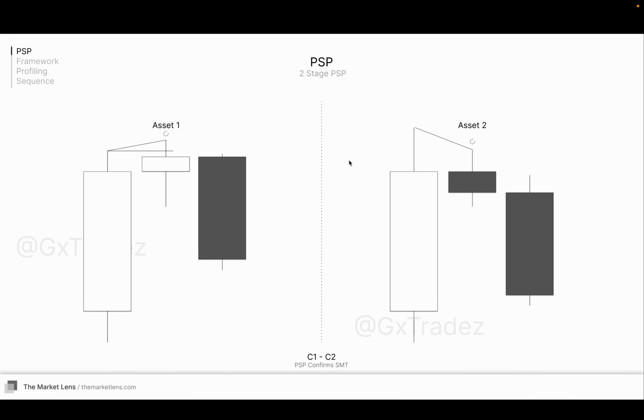So here is a precision swing point, where there's a Kraken correlation between candle 1 and candle 2, and the PSP close itself confirms that Kraken correlation. And this can be used on any time frame. This can be the daily time frame, the 15-minute time frame, the hourly time frame. Doesn't matter. So this is what is called a two-stage PSP. Now, there's other words for this. I think it's precision candle.